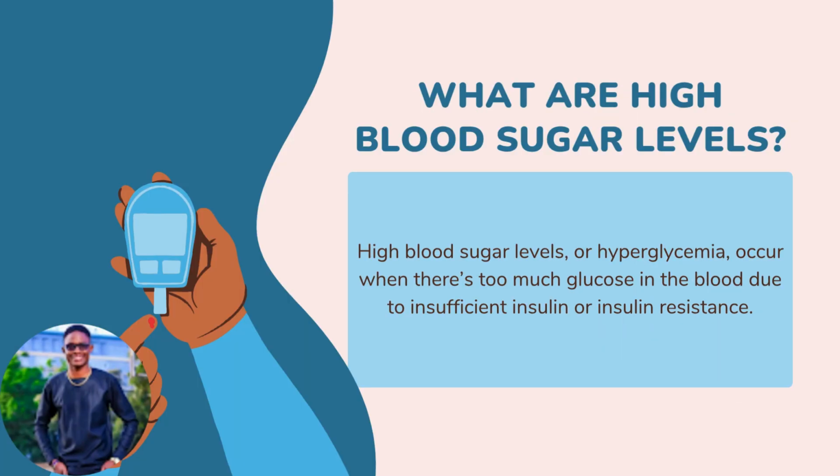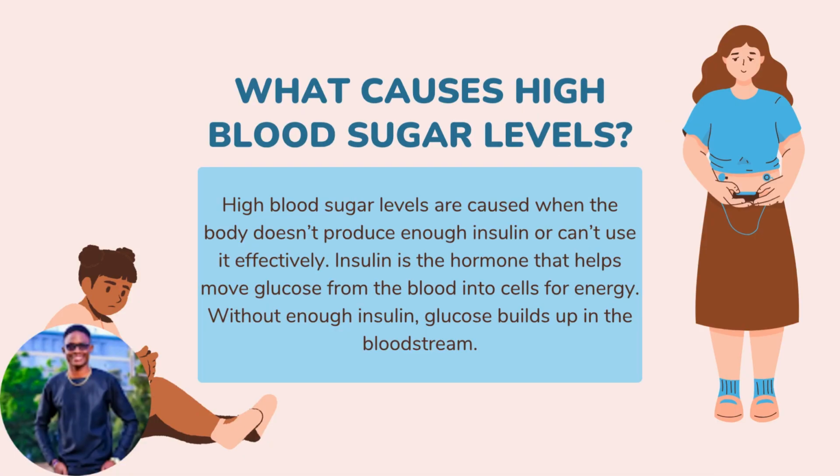You could perhaps be asking yourself, what are these high blood sugar levels? High blood sugar levels or hyperglycemia occur when there's too much glucose in the blood due to insufficient insulin or insulin resistance. Another critical question is, what causes high blood sugar levels? High blood sugar levels are caused when the body doesn't produce enough insulin or can't use it effectively. Insulin is the hormone that helps move glucose from the blood into cells for energy. Without enough insulin, glucose builds up in the bloodstream.